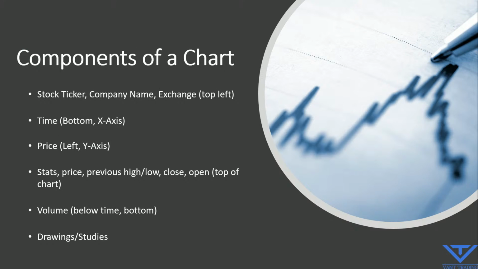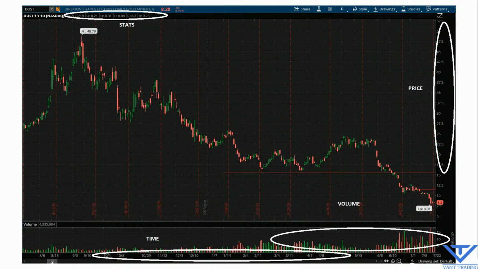So what are the components of a chart? And you don't have to worry about this. I'm going to pull up a chart, and you'd be able to look at it and understand: the stock ticker and the company name are usually on the top left, the time is at the bottom, the price is on the right, and you can see the volume down there. These are the actual nuts and bolts of the chart, so make sure you understand where everything is. This is what a typical chart would look like.